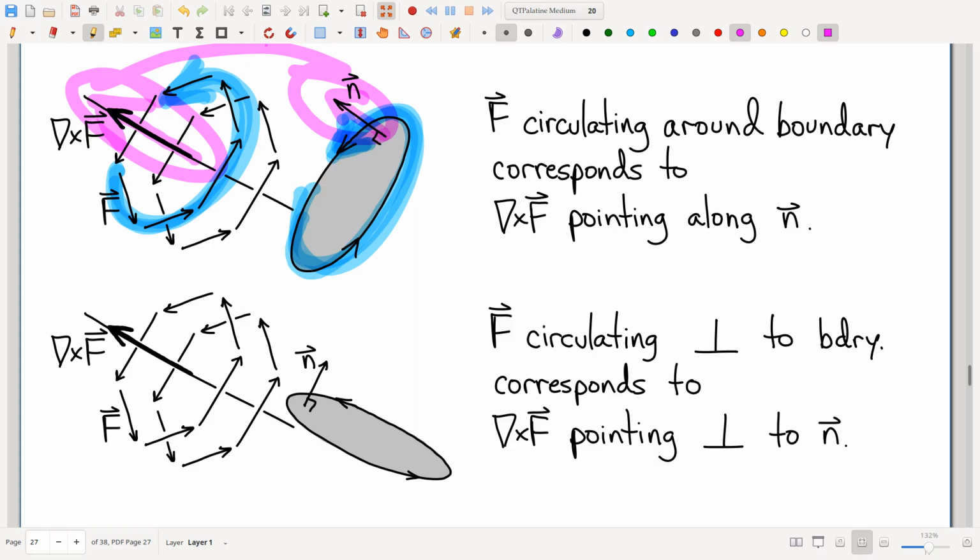Right? It's just, again, just appeal to the picture. When the movement around the boundary is going around in exactly the same way, around exactly the same axis as the circulation of the fluid itself, then those two vectors are pointing in the same direction.